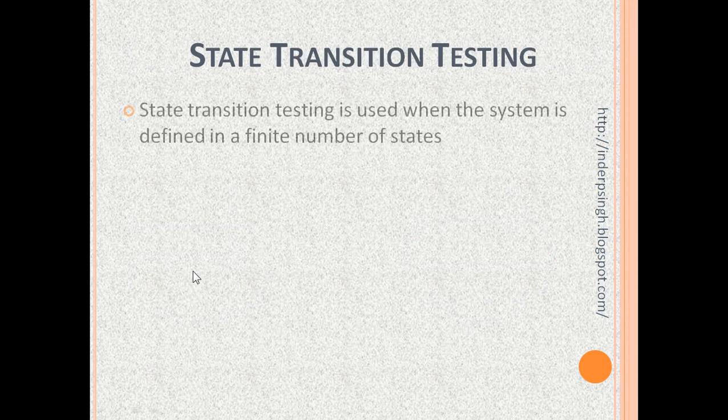Now let us go a little deeper into state transition testing. So as I mentioned before, state transition testing is used when the system is defined in a finite number of states. So that means if we are able to think of the system as being in one of several different states, we can use state transition testing. So this knowledge can be based on either the use cases that are given for the system requirements or your own knowledge of the system.